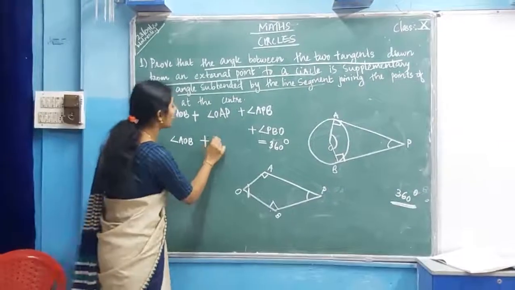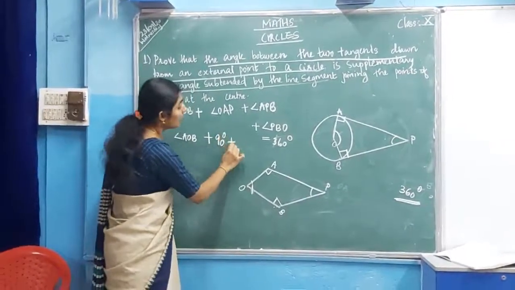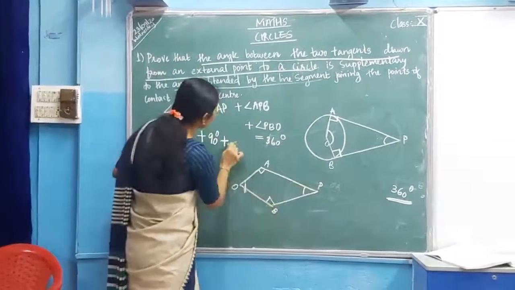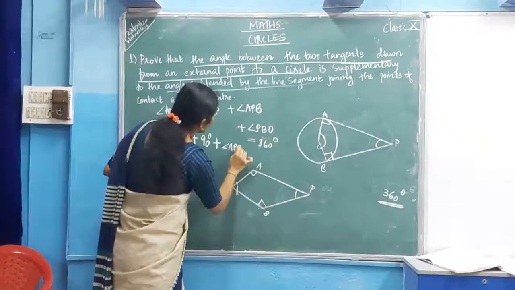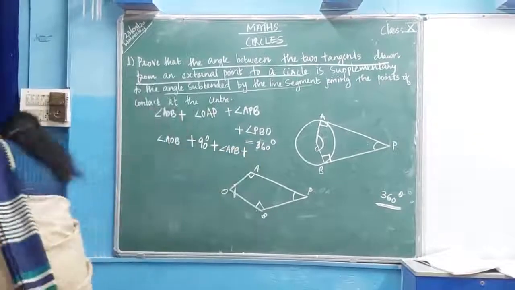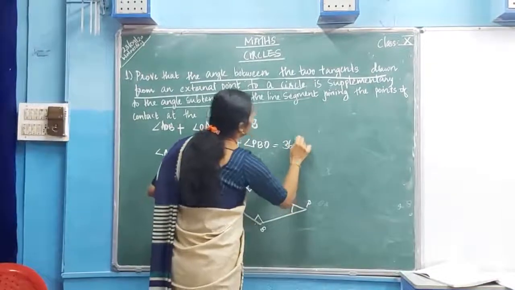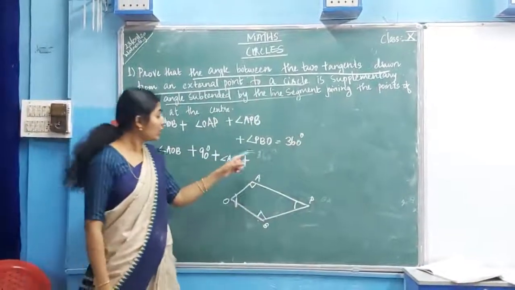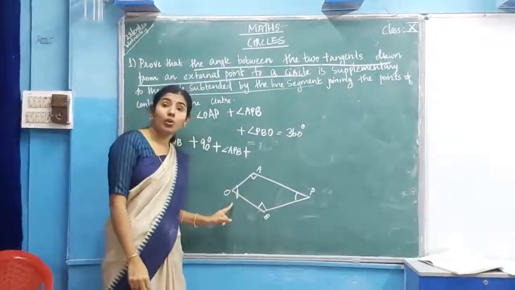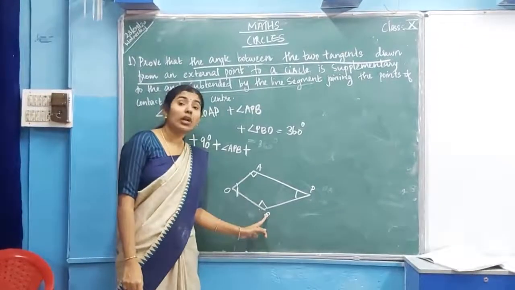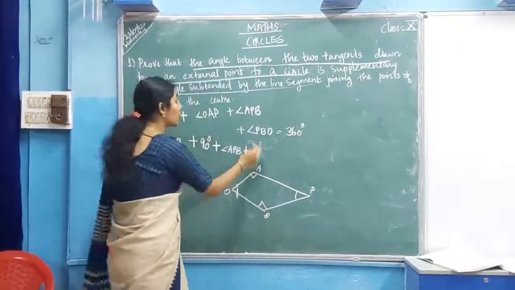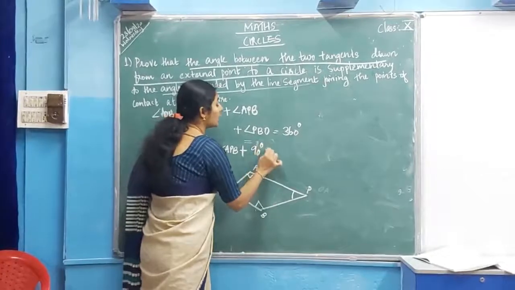What is that? 90 degree plus angle APB. See the last angle is angle PBO, and you know that angle value is 90 degrees. So substitute the value. So what you will get?